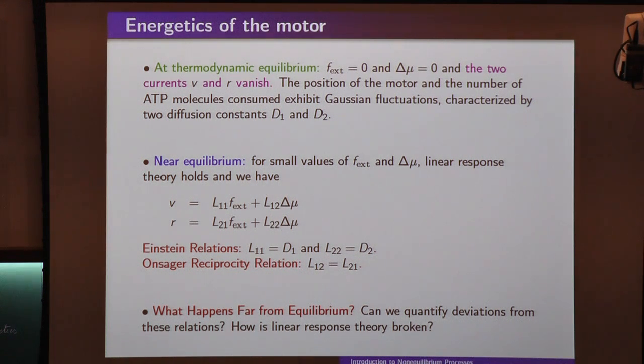So at the level of linear response theory, we have Einstein relations. We know that the diagonal terms are equal to the equilibrium fluctuations. And we know, because of Onsager, that the off-diagonal terms are just equal. This is classic old linear response theory. Now suppose that we are far from equilibrium. How can we look more generally at this problem?